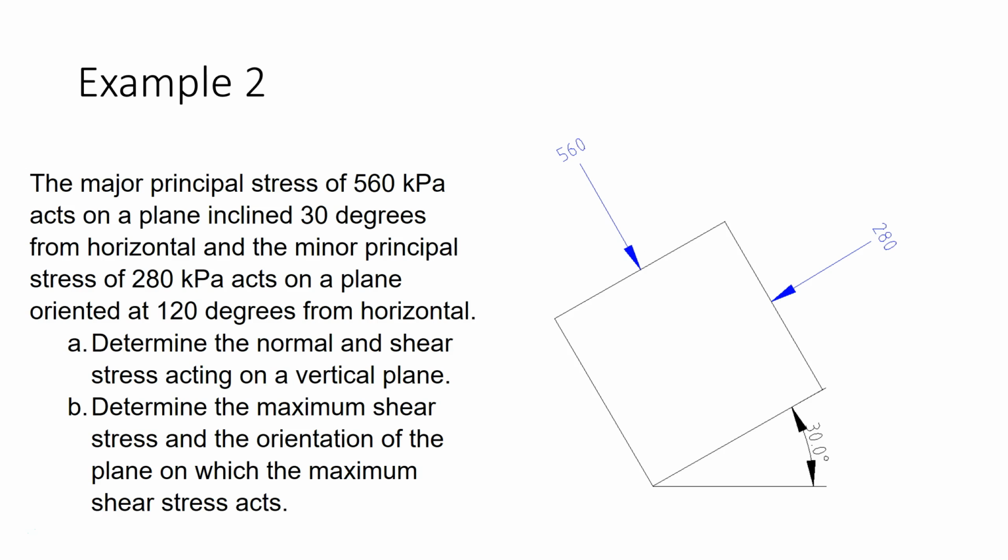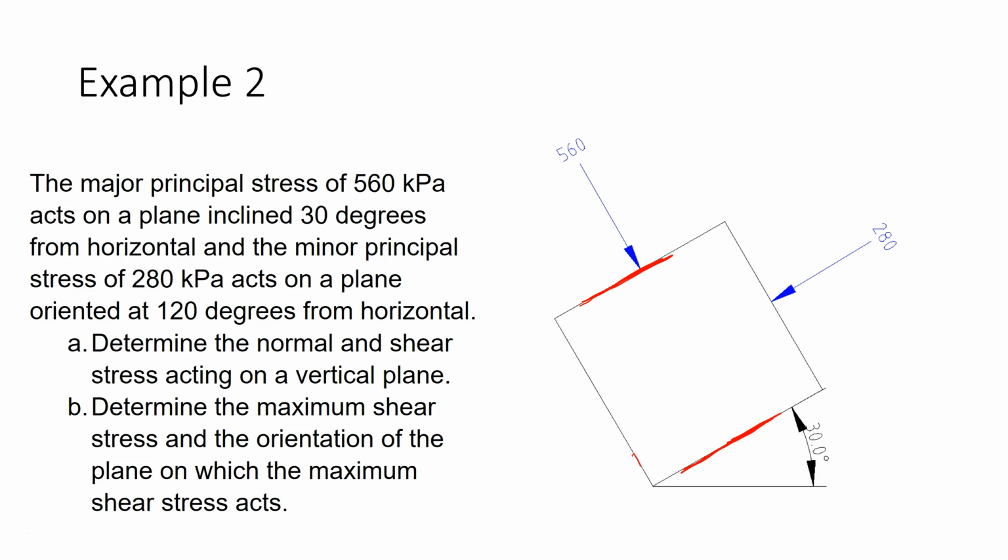Now in this problem, I'm actually given the major and minor principal stresses. The major principal stress is 560 kPa. The minor principal stress is 280 kPa. The major principal stress is acting on a plane oriented at 30 degrees. See, this plane here is oriented at 30 degrees from horizontal, and that is the plane on which this 560 kPa is acting. And the 280 kPa normal stress is acting on a plane which is orthogonal to that.